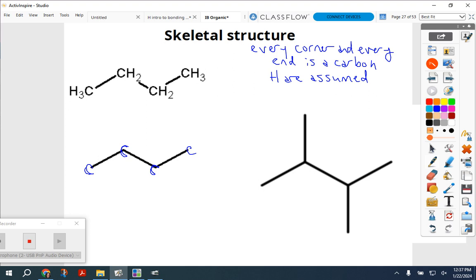So for this structure here, this isn't in your packet or anything. This is just something I pulled off online. Each one of these corners is a carbon, and each one of these ends is a carbon. Okay? And we're assuming that everything that's not a bond to another carbon is a bond to a hydrogen. There's no double or triple bonds in here. So this carbon is going to have 3 hydrogens. All the end ones are going to be CH3s.